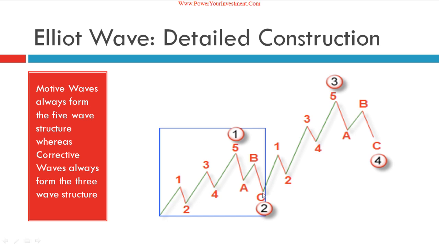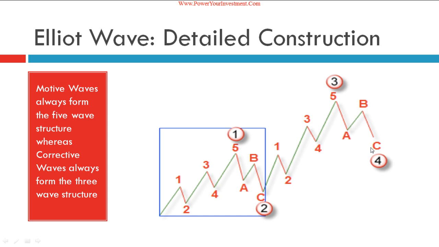Got it? Now again, if we see wave 3, which is a motive wave, and motive waves move in a five-wave structure, it moves the same way. 1, 2, 3, 4, 5. Alright? Now wave 4 corrects this wave 3. So anything that corrects, it moves in a three-wave structure. So A, B, C. Alright?